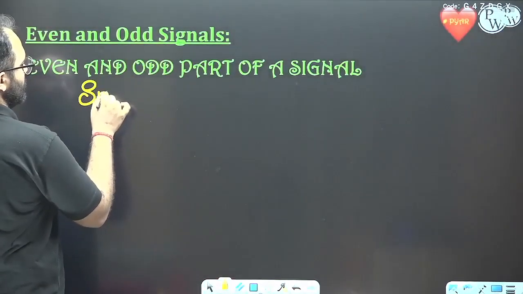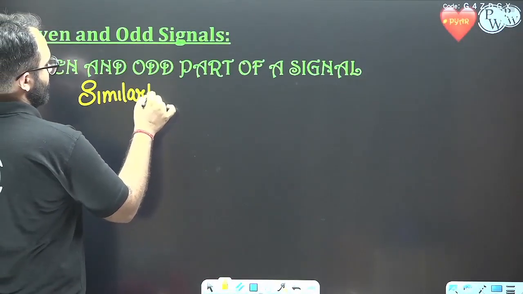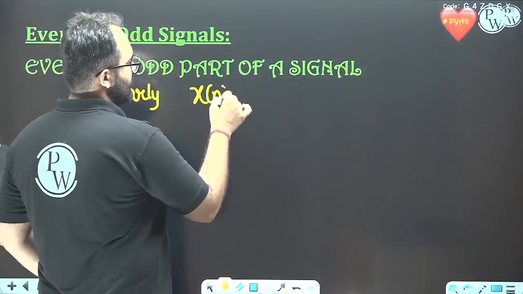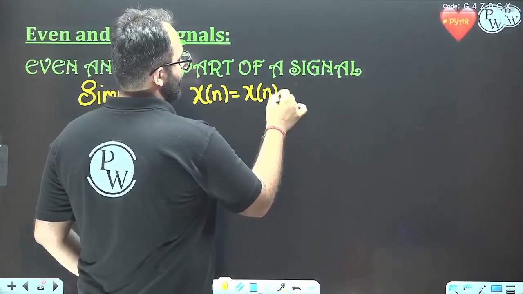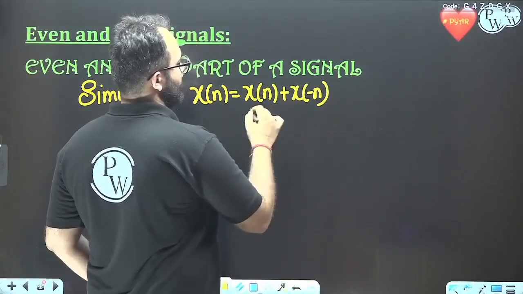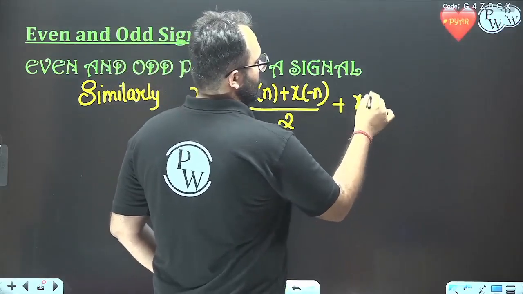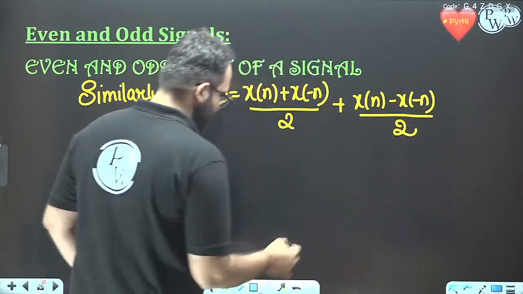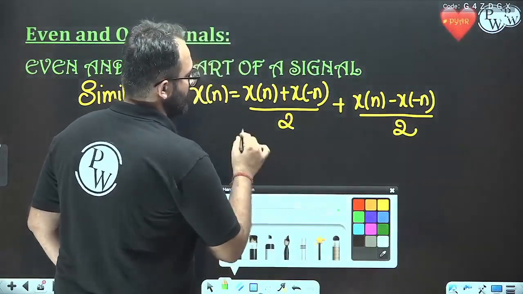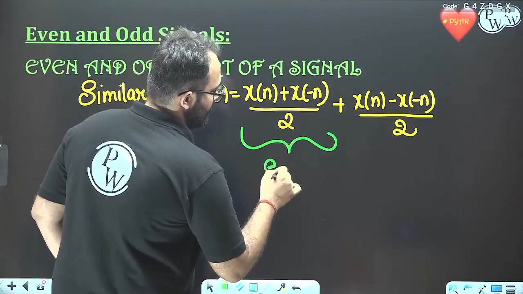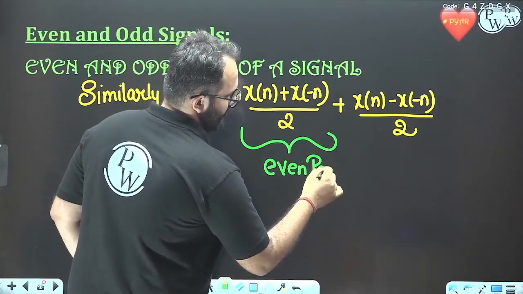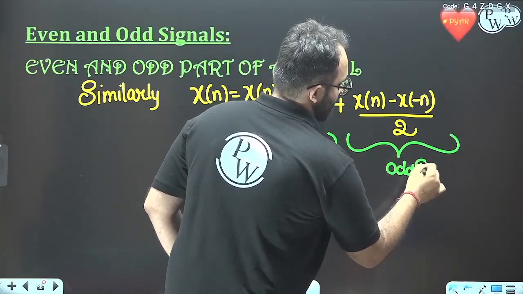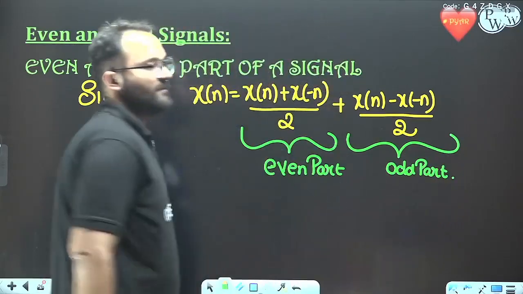Similarly, for the discrete also, we have xn can be written as xn plus x of minus n divided by 2 plus xn minus x of minus n divided by 2. Okay, this is the even part and this is the odd part. This is the even part and odd part of the signal.